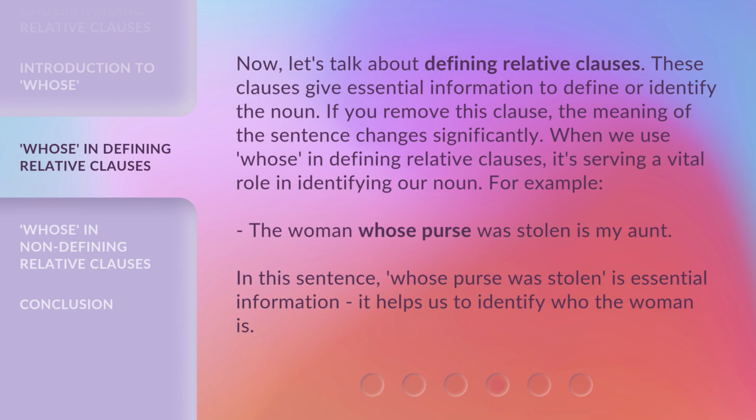Now, let's talk about defining relative clauses. These clauses give essential information to define or identify the noun. If you remove this clause, the meaning of the sentence changes significantly. When we use whose in defining relative clauses, it's serving a vital role in identifying our noun. For example, the woman whose purse was stolen is my aunt. In this sentence, whose purse was stolen is essential information. It helps us to identify who the woman is.